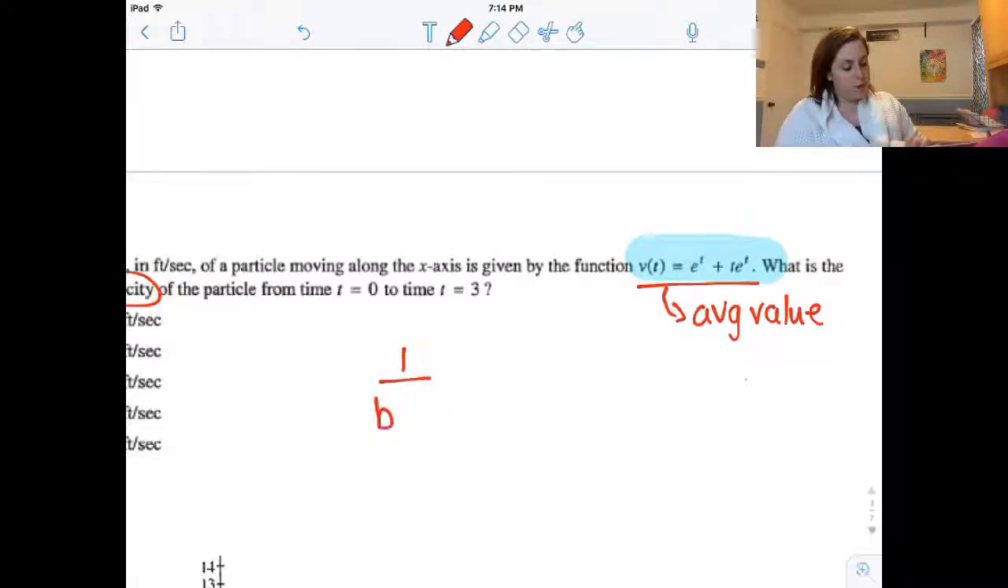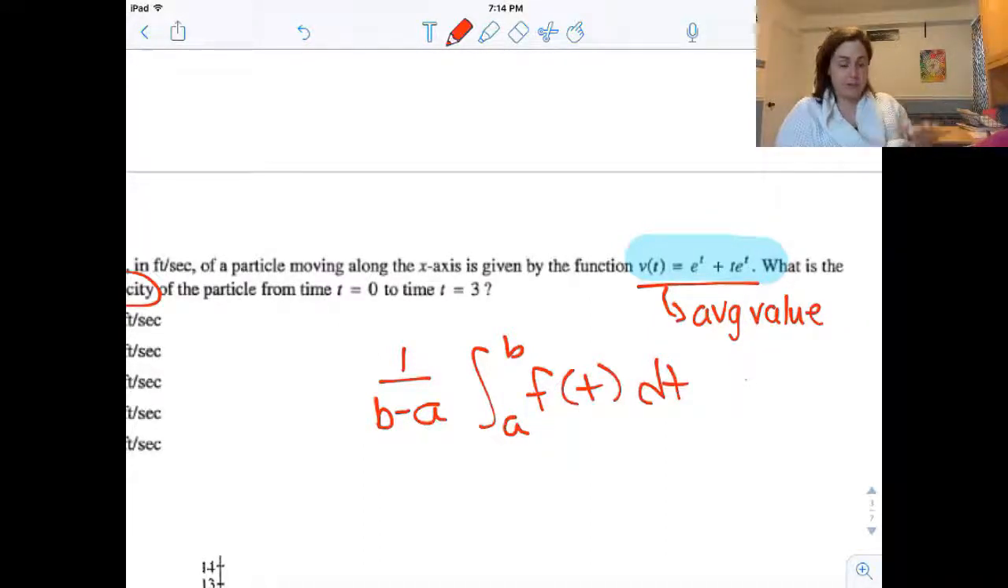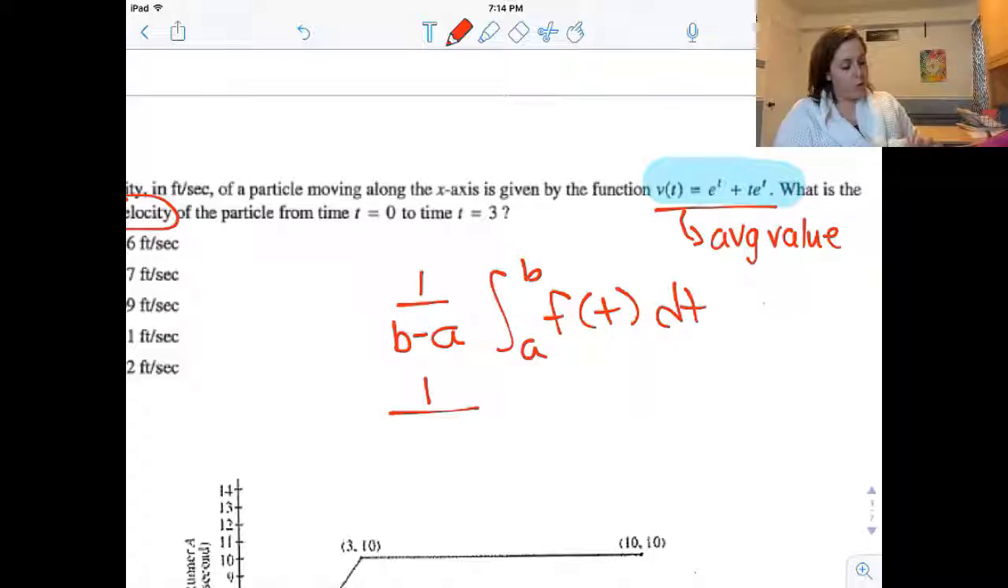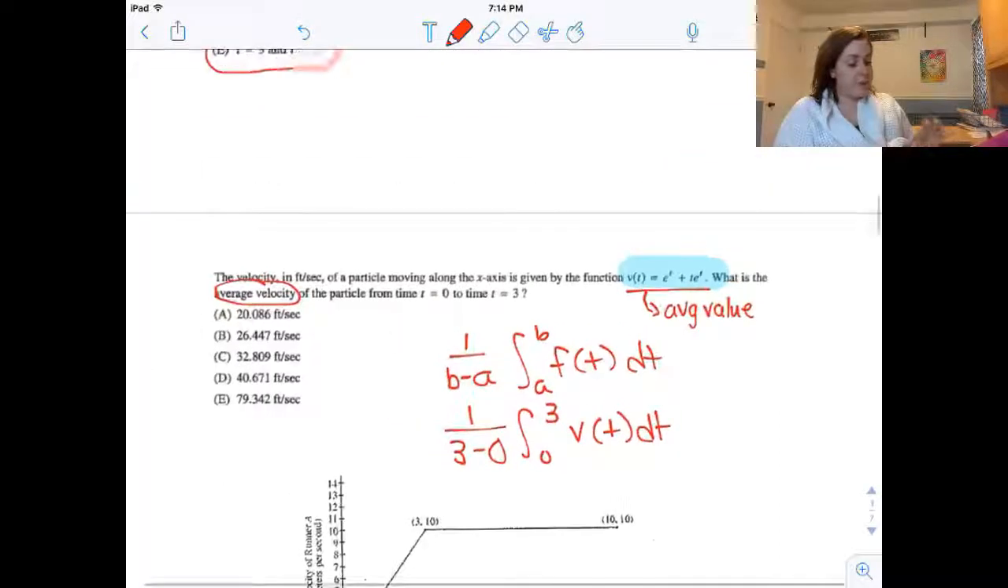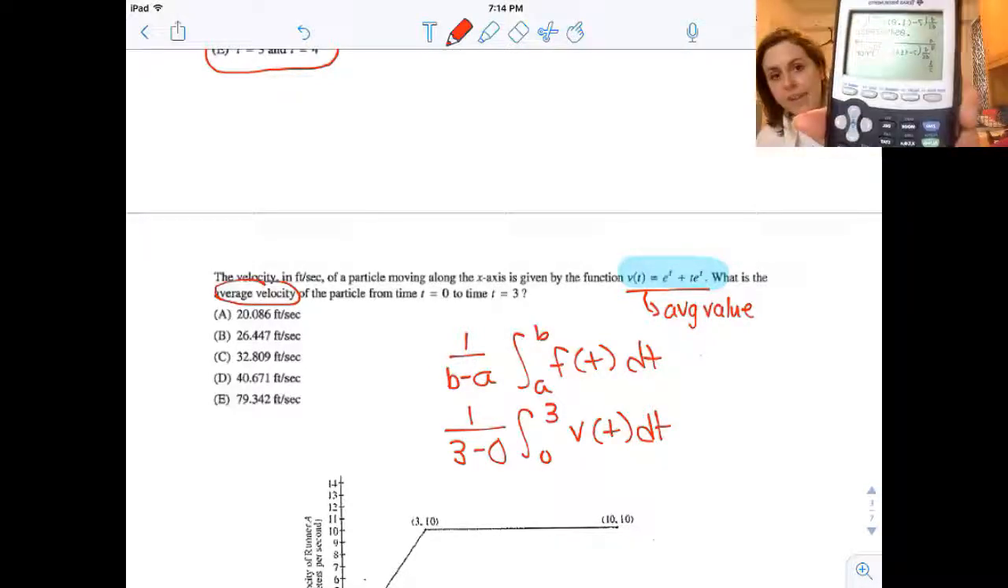Remember, average value is 1 over b minus a, the integral from a to b, of f of t dt. That's our formula typically. So it'd be 1 over b minus a, which is 3 minus 0, the integral from 0 to 3 of v of t dt. This is one you could just throw in your calculator, and at the risk of boring you tremendously, I'm going to put in my fraction first. So I put in alpha y equals 1 over 3. So I'm putting that in.